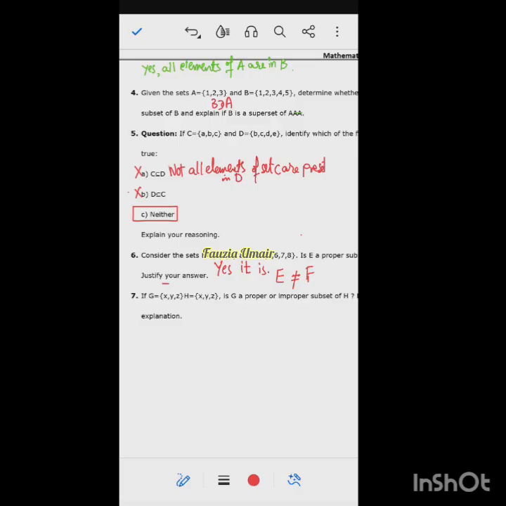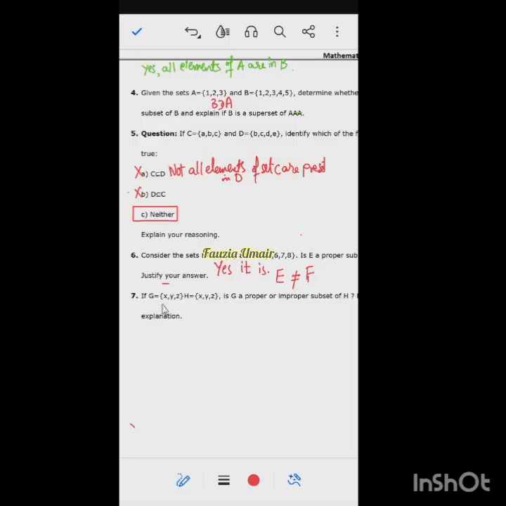Got it? So there were 2 conditions for a set to be a proper subset. First condition: all the elements of, let's say, E are part of F. Second condition: E should not be equal to F. If E is equal to F, then it will be an improper subset, right?